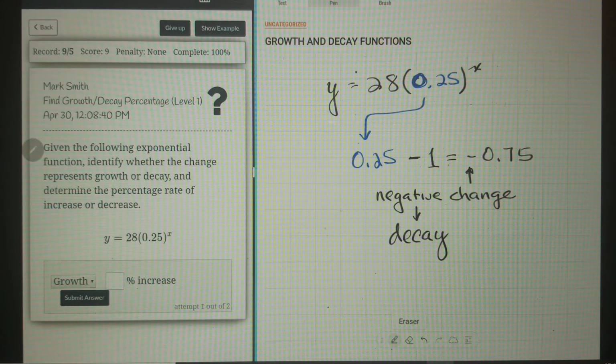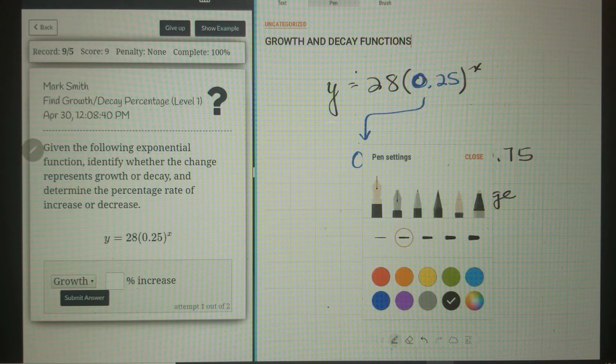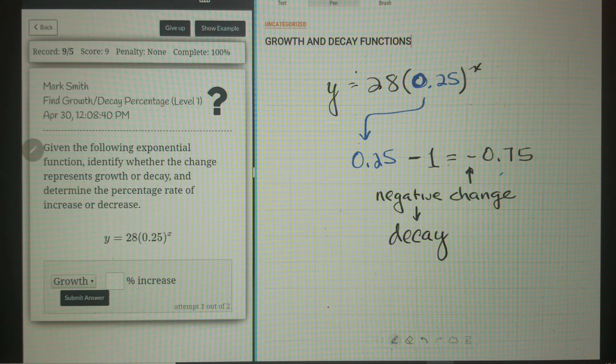And then the next thing is we want to take this answer up here, and we don't care about the plus or the minus now because we already said it was decay. All right, we're going to take this and multiply it times 100 to change it to a percent. All right, so 0.75 times 100 is equal to 75, and we put a percent behind it, 75%.